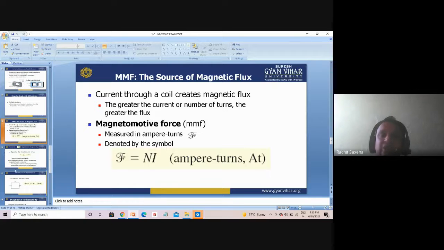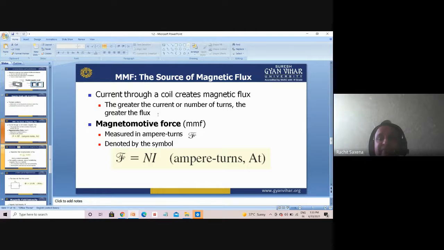Current through a coil creates magnetic flux, but before creating the magnetic flux, it generates the MMF. That MMF converts into the magnetic flux. The greater the current or number of turns, the greater the flux. For example, phi is proportional to I, as I told you earlier. If I is greater, then phi is greater. We can say that phi is proportional to I.